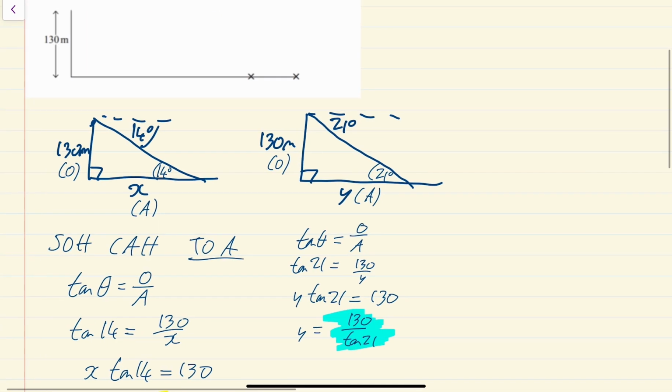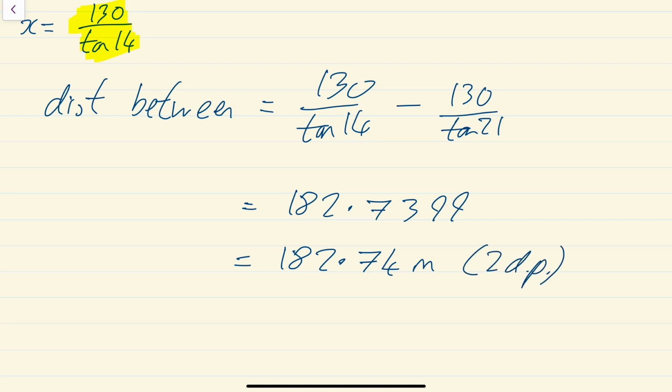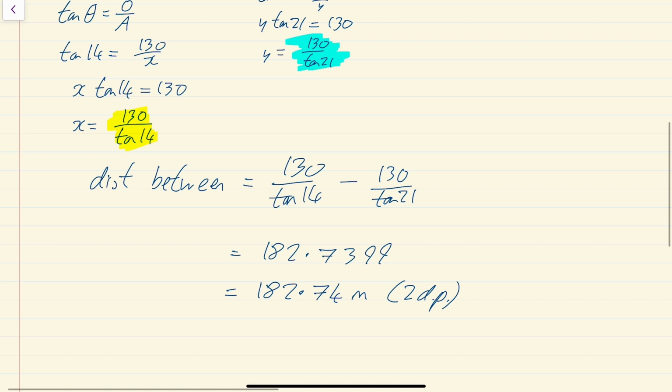I have no idea what degree of accuracy it said. I'm going to go to 2 decimal places just in case. So 182.74 meters, and that was the 2 decimal places. And that could be right because remember it was a 130 meter cliff, so that sort of makes sense. Okay, done.